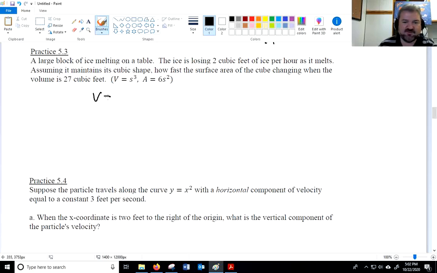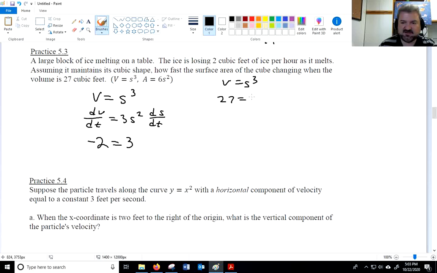Well, let's start with the volume. Volume is s cubed, right? So dV dt is equal to 3s squared ds dt. Well, we know that we're losing 2 cubic feet, so dV dt is -2. And it wants to know when the volume is 27. So I don't know the side length, but I can solve it. Because volume equals side cubed, so 27 equals side cubed. So side must be the cube root of 27, which happens to be 3.